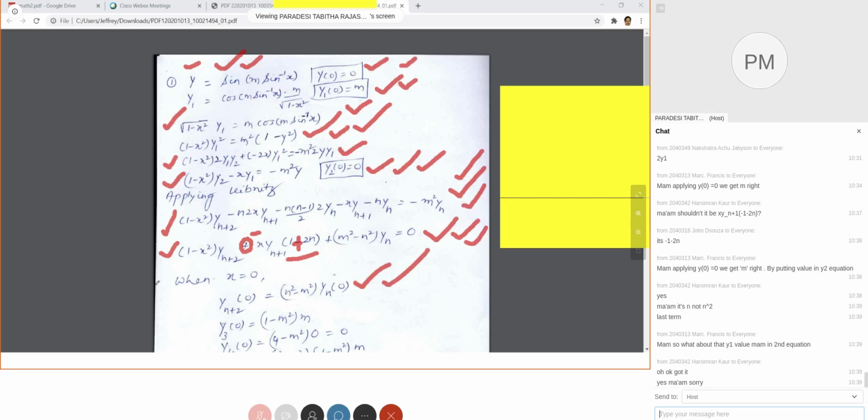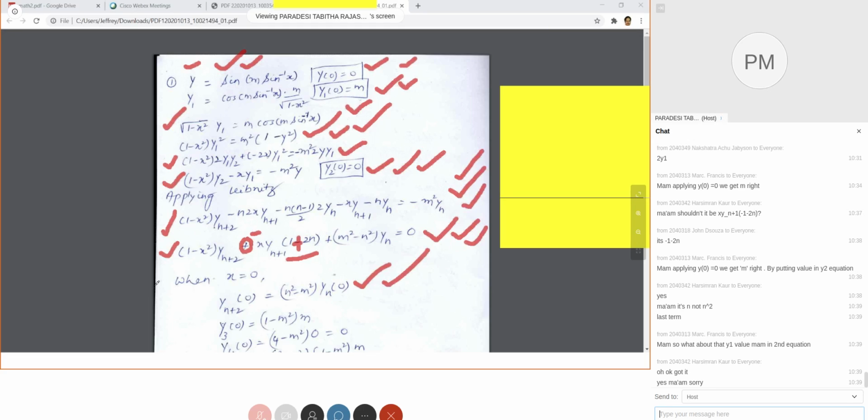For every even derivative, the value of the function is becoming 0. Yes, y of 0 will be 0, y2 of 0 will be 0, y4 will be 0. It's almost the same as the previous question except n square minus m square, Jason says.